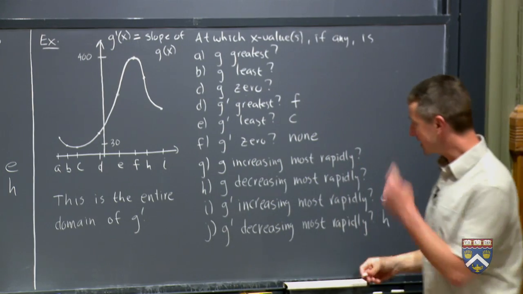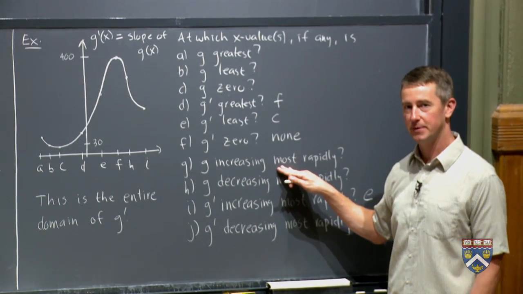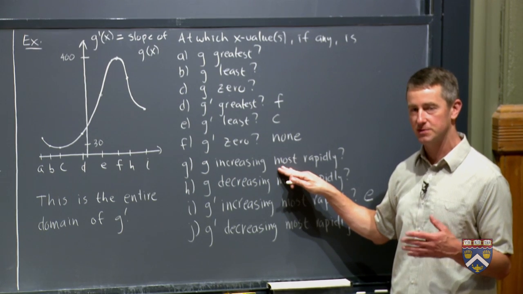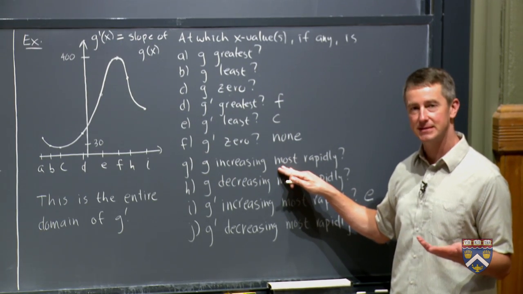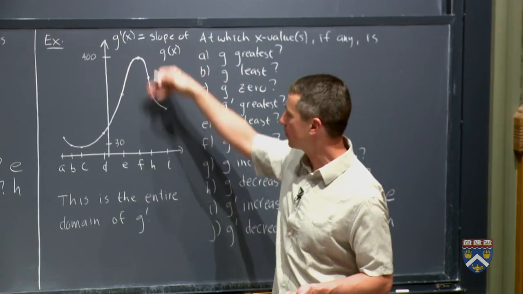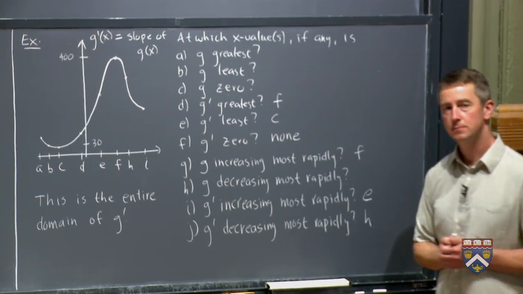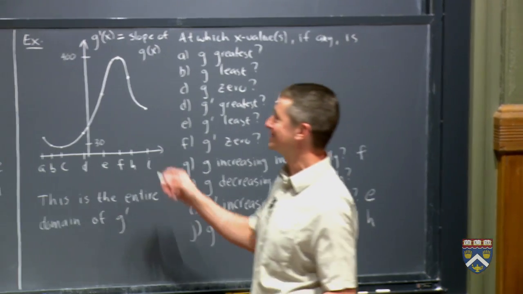So if we can translate this question, G increasing most rapidly, as being where is the slope of G most positive, that's just the same as saying where is G prime most positive. And that's at this high point at F. I know some of you were tempted to say this point right here.